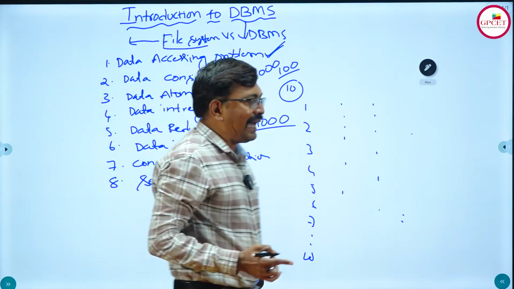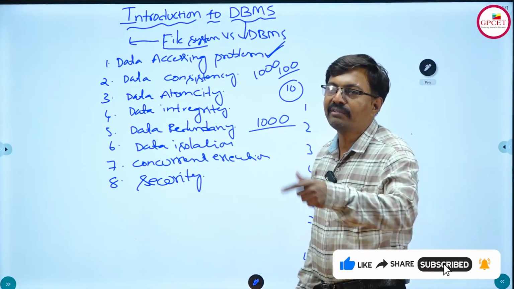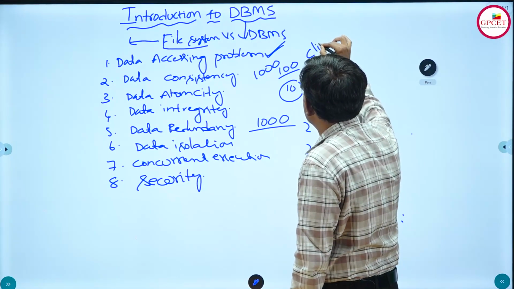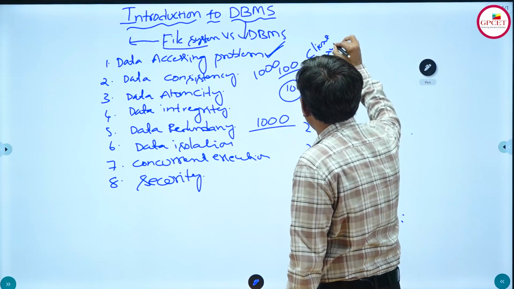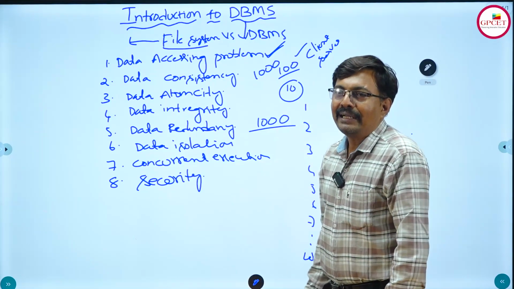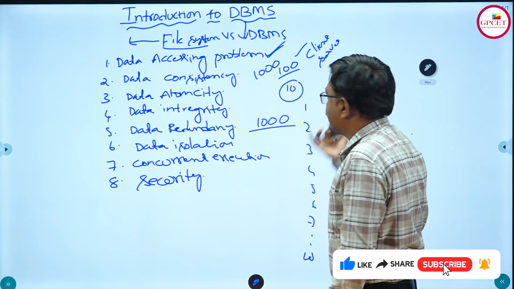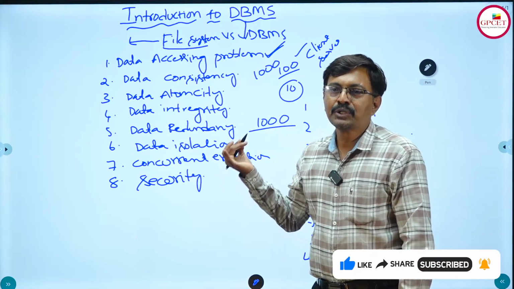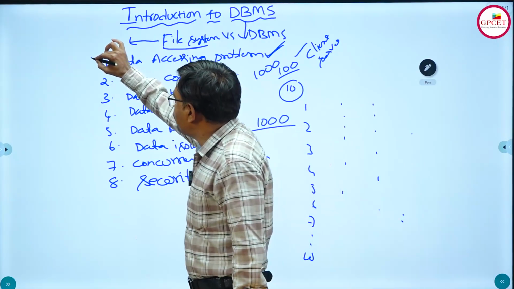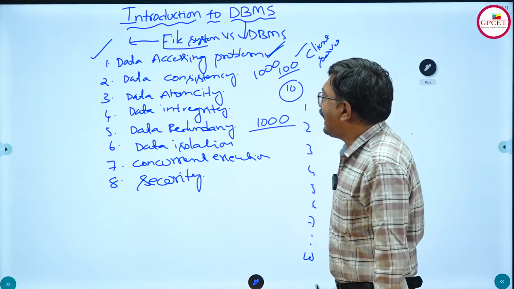That is the first one, the accessing problem in the file system. Whereas in the database management system, how can we solve the problem? By using client server architecture. What is meant by client? The client can request and the server can send the acknowledgment. By using one SQL command, select S name from student, you can easily retrieve the record. That is the advantage in the database management system, but a disadvantage in the file system. That is the first one, the data accessing problem.